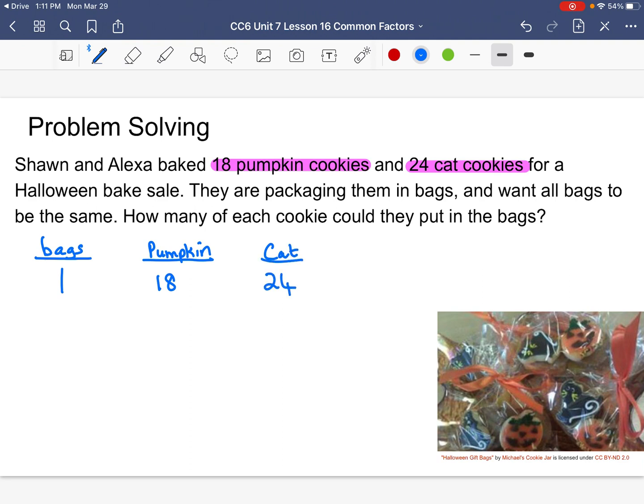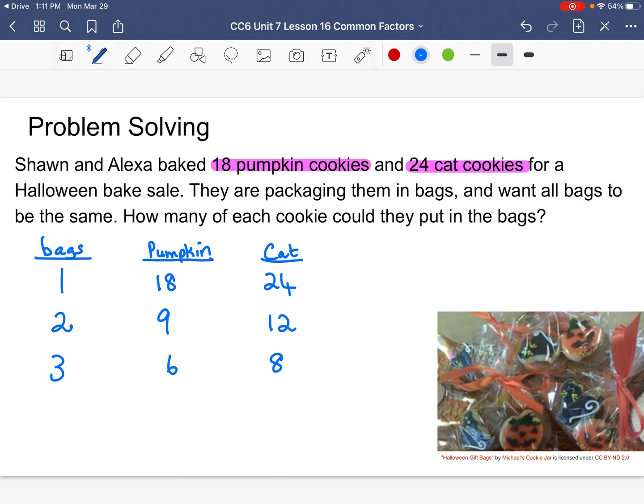But they probably don't want to sell all of them in one bag like that. So what can I divide both 18 and 24 by? I can divide them both by 2. So if they had 2 bags, there would be 9 pumpkin cookies in each bag and 12 cat cookies. How about if they wanted to divide them into 3 bags? We can divide 18 and 24 by 3. So if they had 3 bags, 3 times 6 is 18 and 3 times 8 is 24.